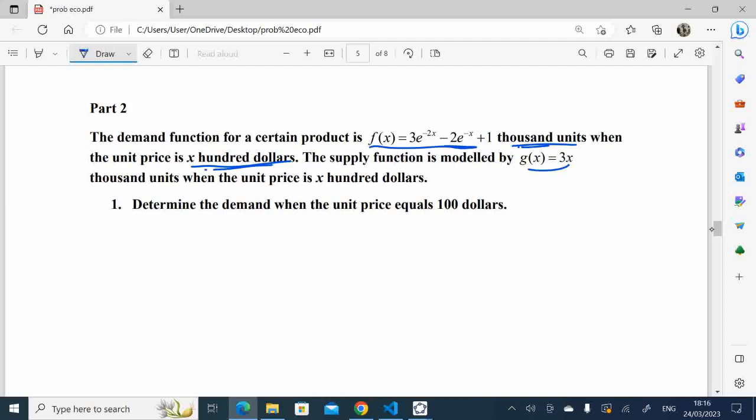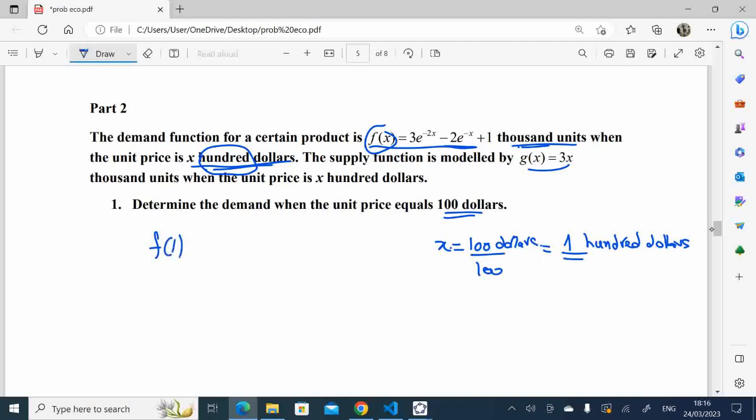So I need to find the demand. It means I need to find f of x, but for what value of x? The unit price is $100, but the unit price is given in $100, so I need to divide by 100, and x will be 1. So this is the unit price. So I need to find the demand. It means I need to find f at 1.